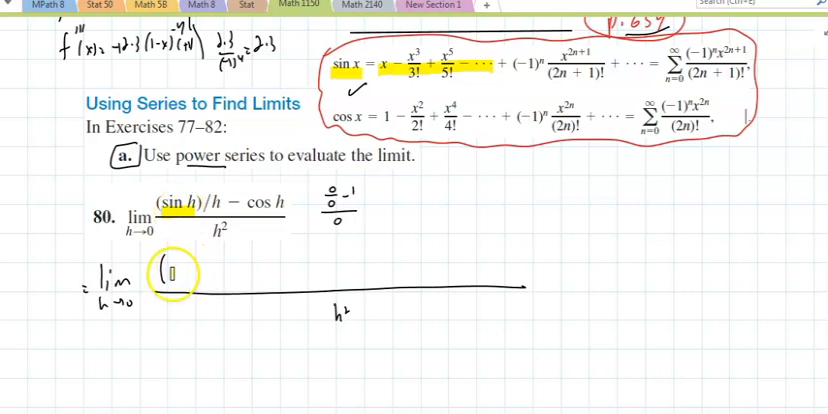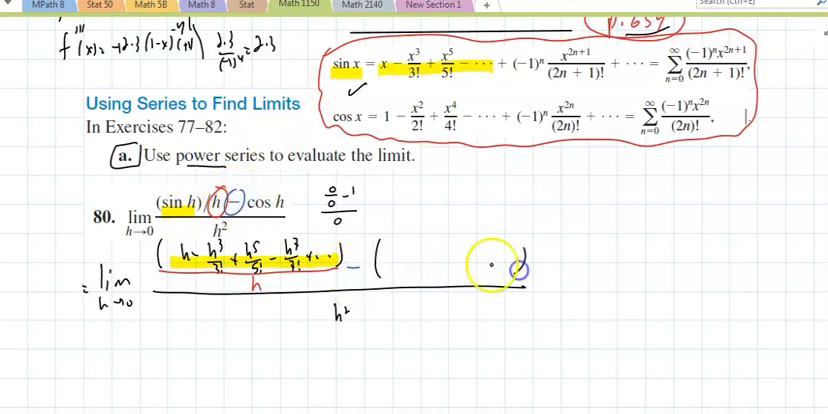I just need the expanded form. Sine of h is going to yield h minus h cubed over 3 factorial plus h to the 5th over 5 factorial minus h to the 7 over 7 factorial, and the list goes on. And this is all divided by h right there, minus the cosine of h. The cosine of h is right there. That is 1 minus h squared over 2 factorial plus h to the 4 over 4 factorial minus h to the 6 over 6 factorial, and the list goes on.